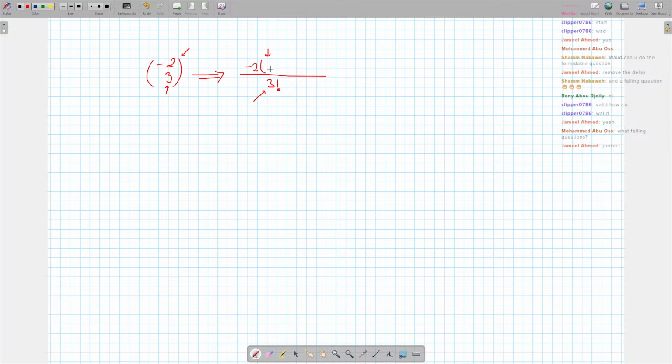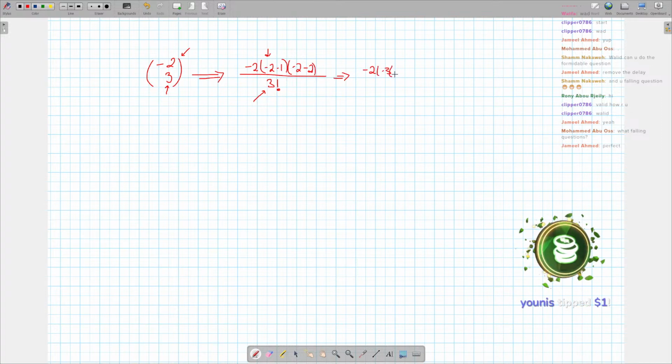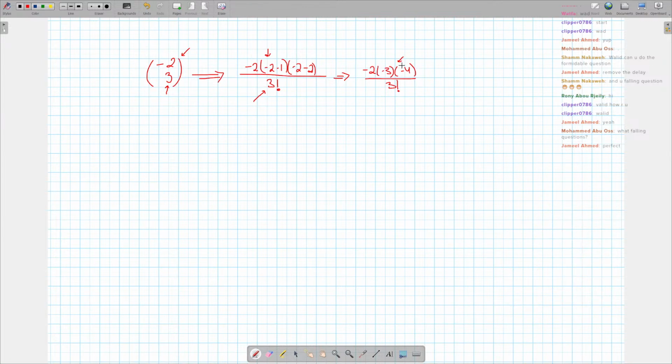So negative 2, then I write negative 2 minus 1, then what comes after? Minus 2. In other words, you can just write negative 2, negative 3, negative 4, over 3 factorial. Okay, this is how to do negative factorials. And then this, you can just put it on your calculator. You don't have to solve all that.